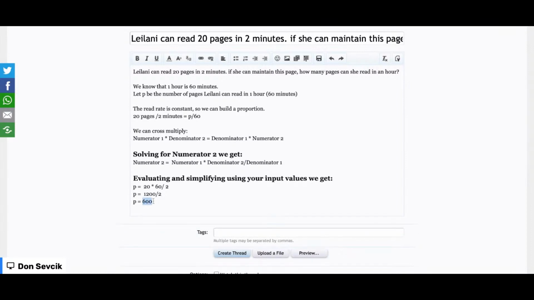So what's happening is we have a proportional read rate, pages per minute. We want to know in 1 hour, which is 60 minutes, how much can Leilani read in pages? We can cross multiply. We solve for numerator 2 is what we want to solve for. Evaluate, simplify, and we get the answer of 600, which is great. So we had a proportion on this one.